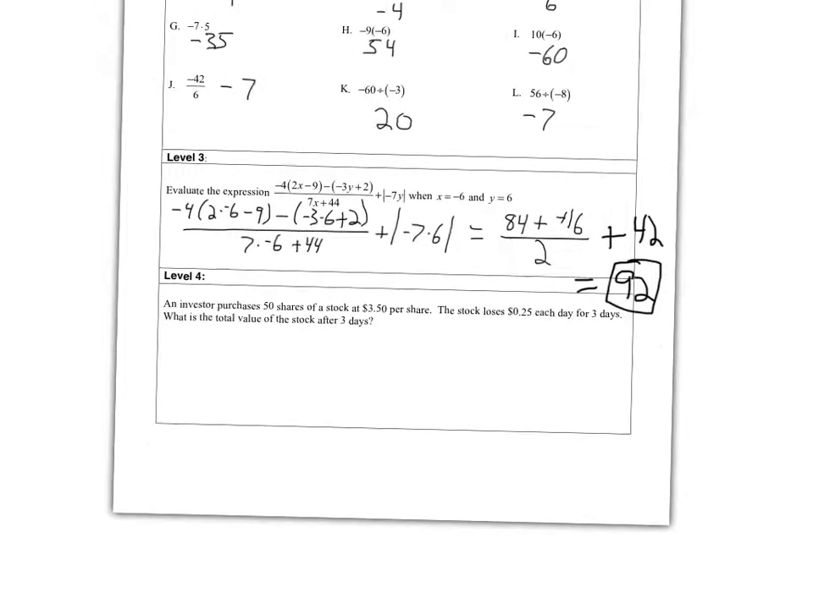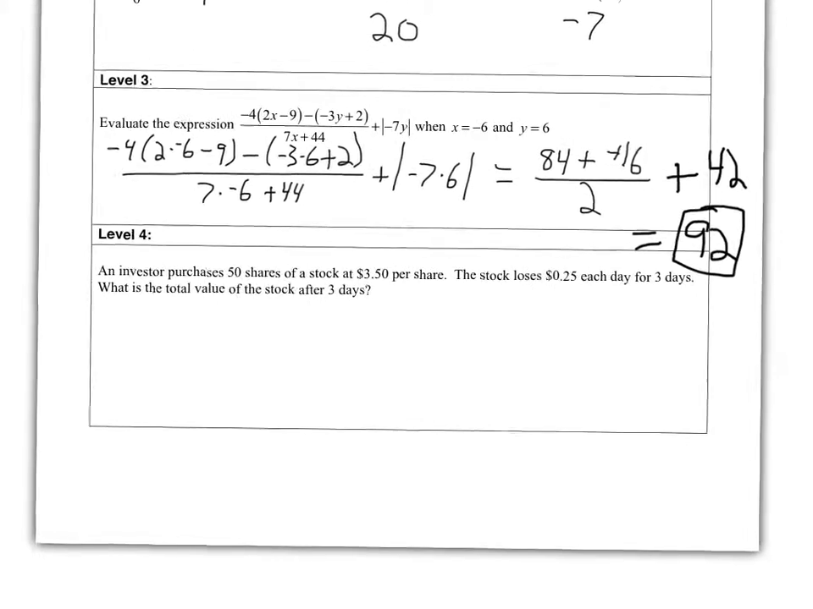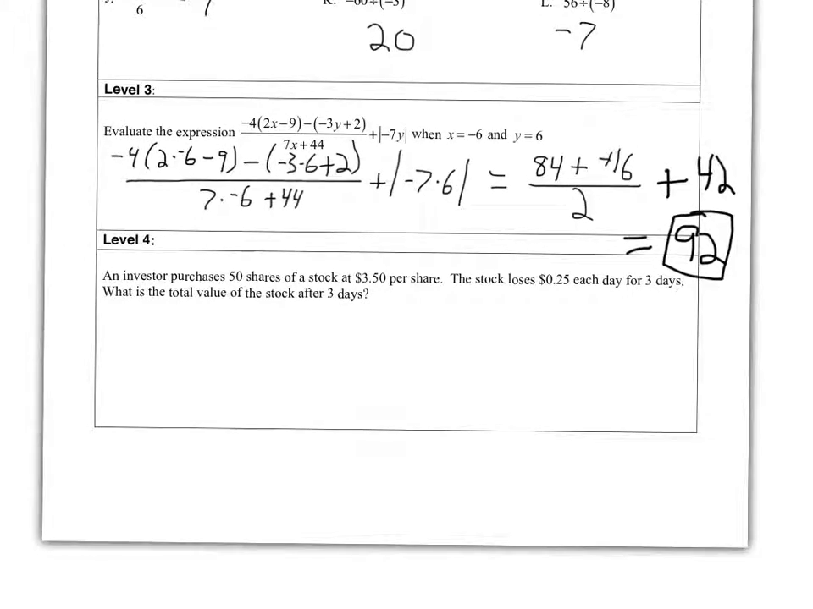So that was lots of arithmetic. The A-level or the level 4 style question: an investor purchases 50 shares of a stock at $3.50 per share. The stock loses 25 cents each day for 3 days. What is the total value of the stock after 3 days?